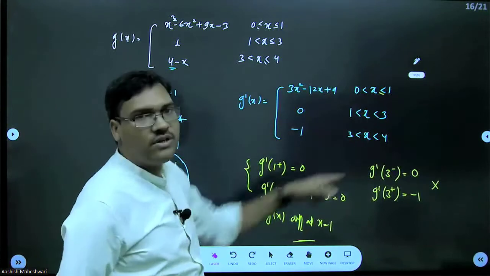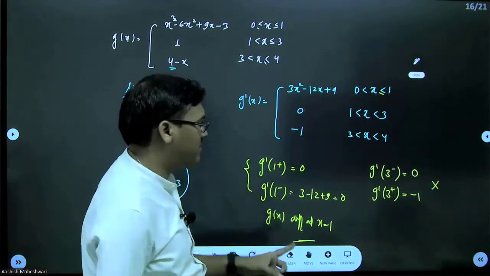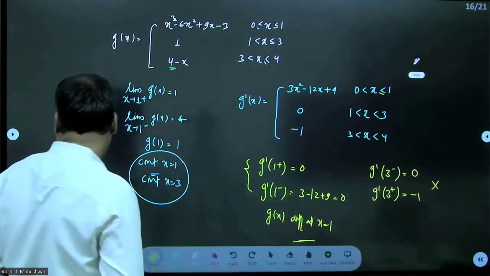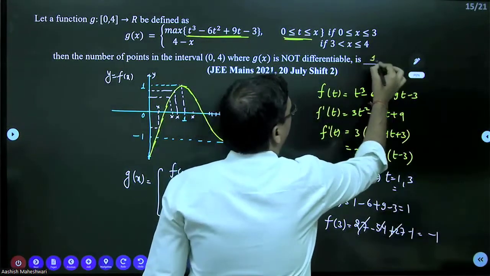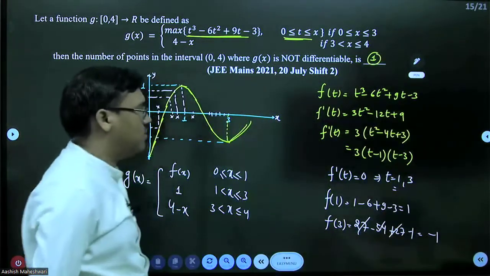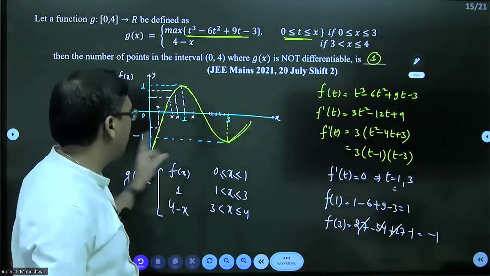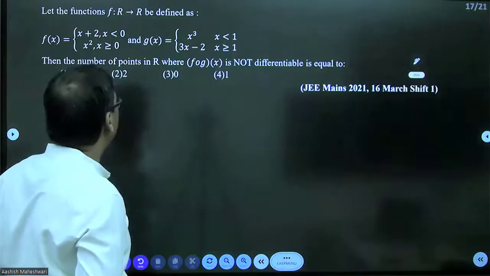This is the derivative function. Correct? So this function is non-differentiable at how many points? This is non-differentiable at only x equal to 3. So that is the answer, that this function is non-differentiable at only one point. So I hope this is clear. The important part for this question was how to define this. Okay. Now let's move to the next question.